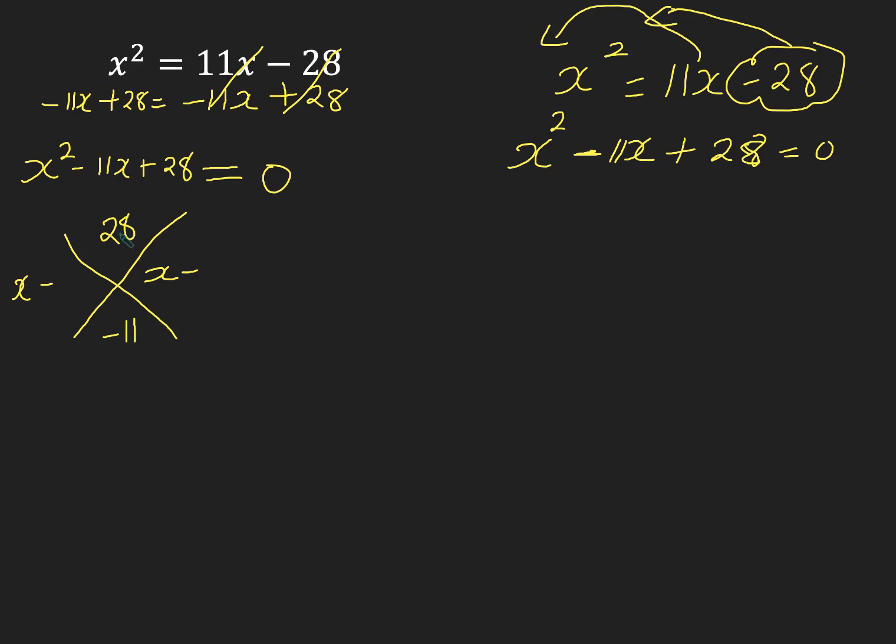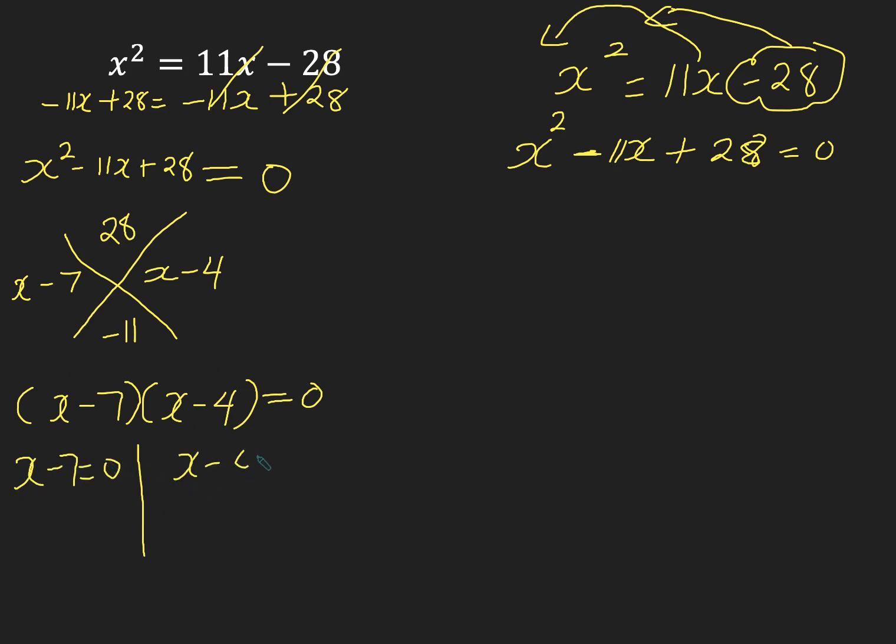And then this is pretty simple. What two numbers multiply to give you 28, but when you add, you get 11? That would be 7 and 4. So you have x minus 7 and x minus 4 equals to 0. Please don't forget this. I find students always forget that you must write equals to 0. And then from here, you have x minus 7 equals 0, x minus 4 equals to 0, and then solving.